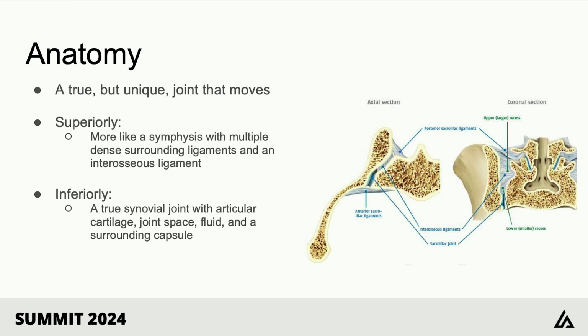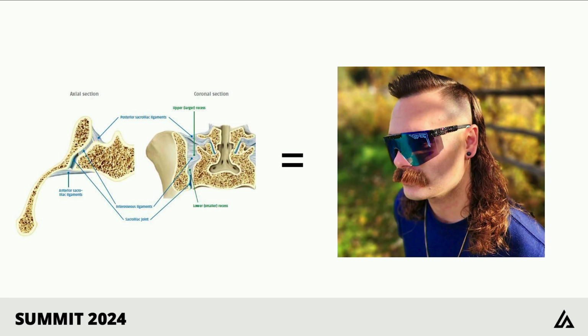And in that sense, you can kind of think of the SI joint as the mullet joint of the body. You got these two parts that are just really distinct and seem to contradict each other, yet at the same time it just works.